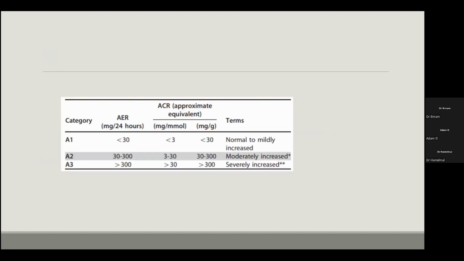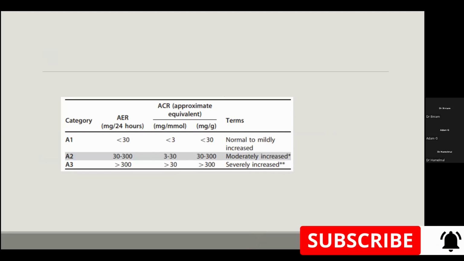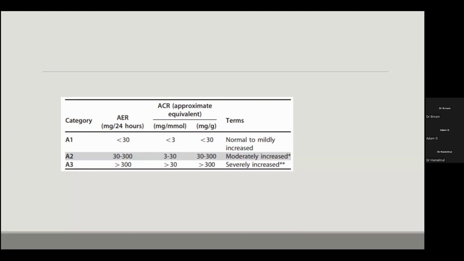The other is albuminuria category. So the KDIGO or other guidelines prefer albuminuria measurement rather than total protein measurement in the urine. So A1 category is less than 30 milligram per 24 hours, or less than 30 milligram per gram albumin to creatinine ratio. This is normal to mildly increased. It doesn't have very significant prognostic value, but it tells you to be alarmed and to follow the patient regularly.